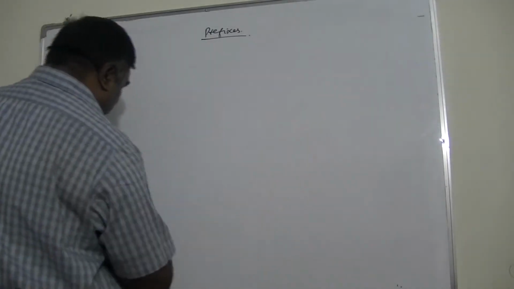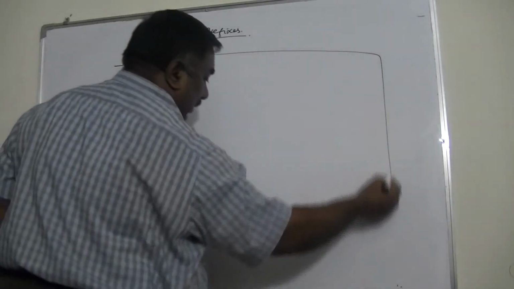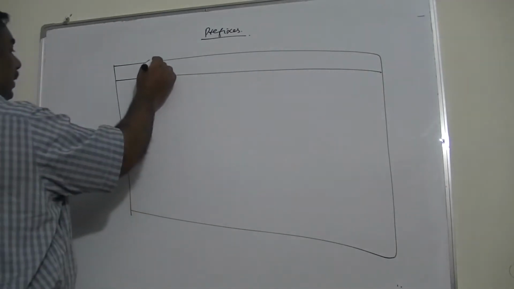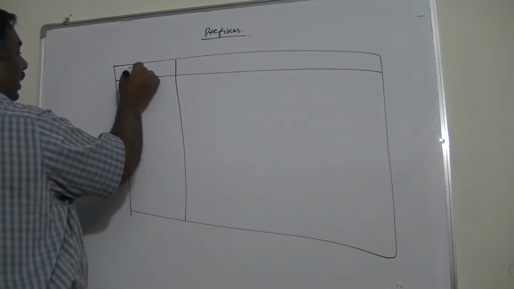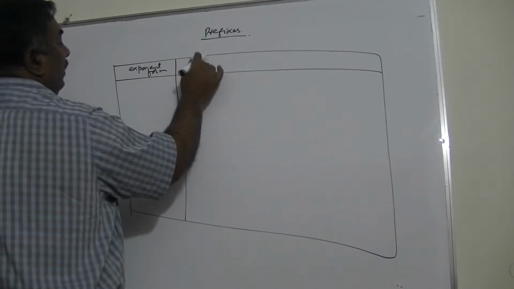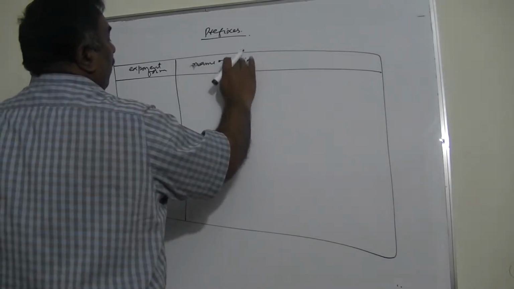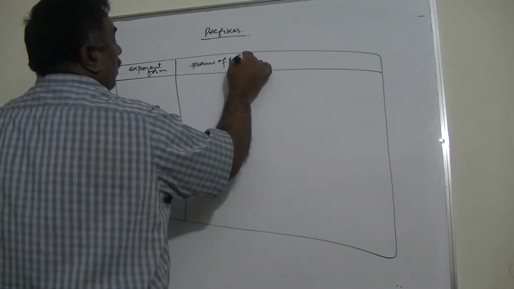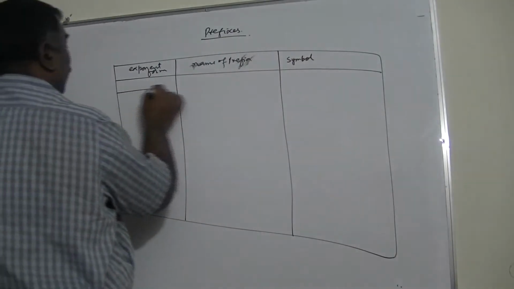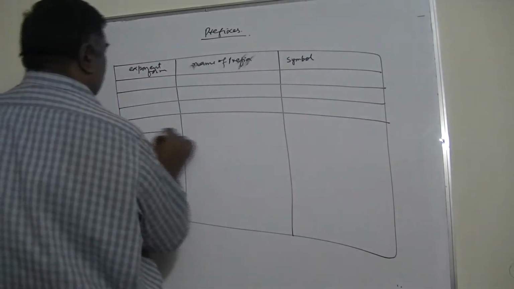Now there are some prefixes with a positive exponent and some with a negative exponent. Let's discuss all those. Here is the exponent form of the prefix, and here is the name of the prefix, then its symbol or its abbreviation. I'm just writing first the minus exponents.